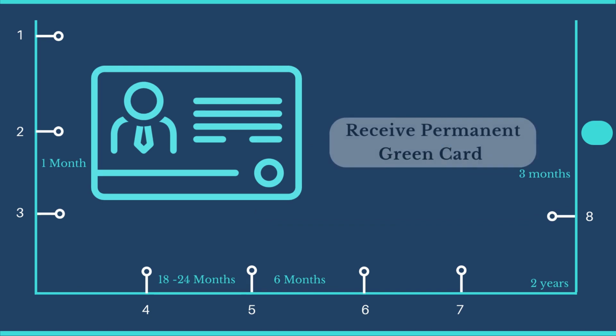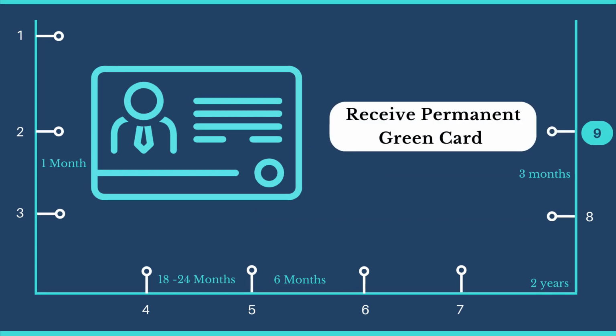Step 9. Receive a permanent green card. Once your I-829 petition is approved by the USCIS, when they review all the documentation, that is, the investment amount was maintained in the business throughout the period and you have created 10 full-time jobs per EB-5 investor, your conditions will be removed and you will receive a permanent green card.